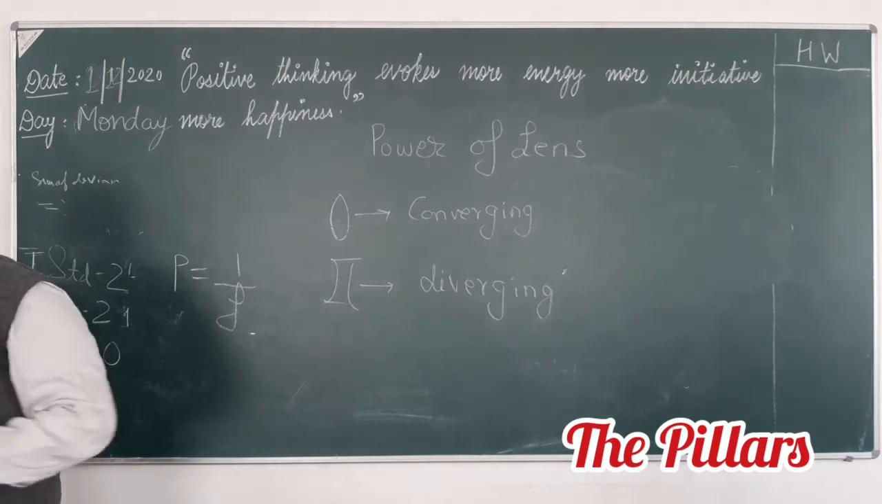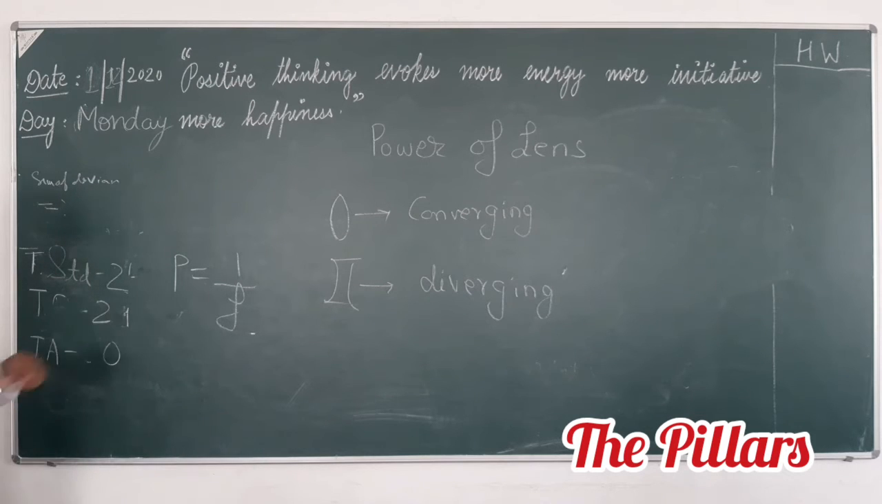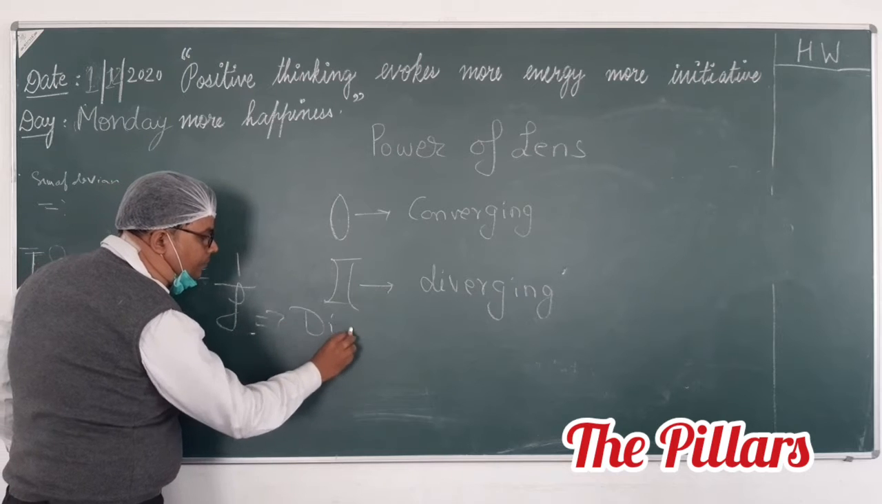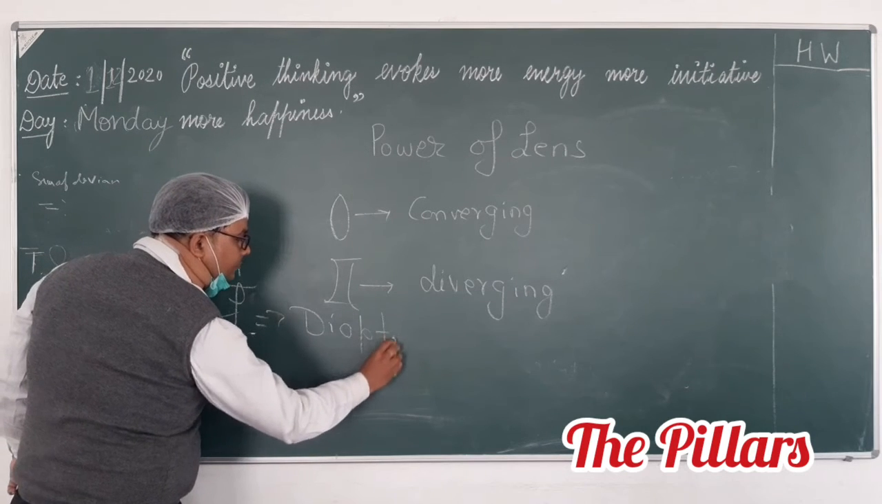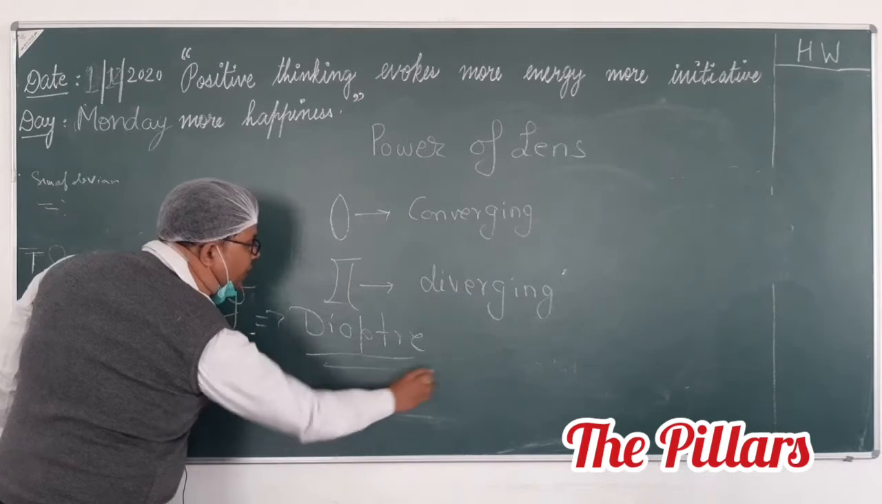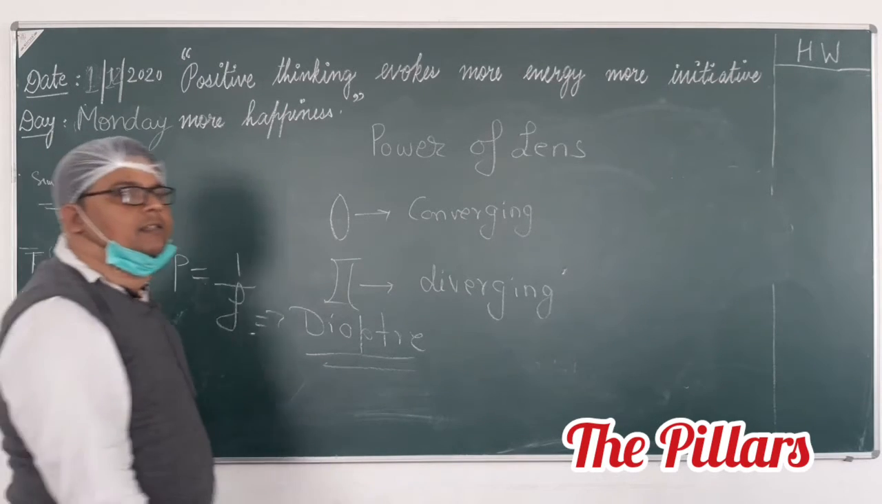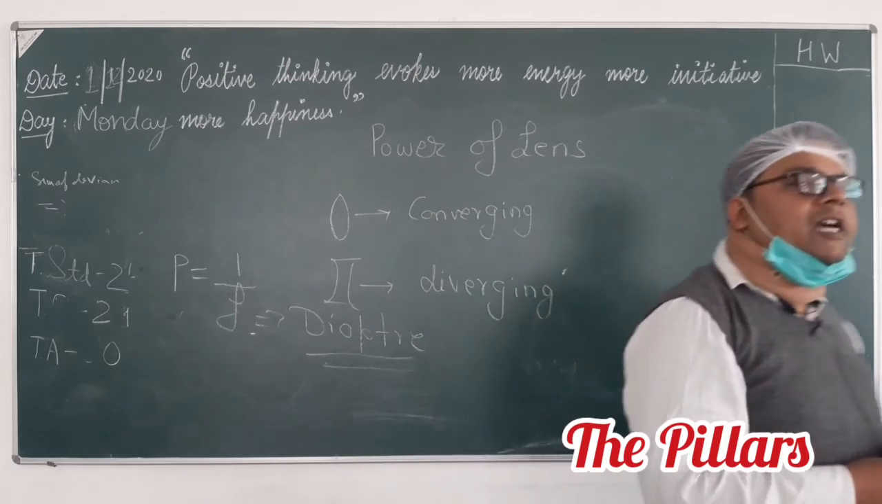The unit of power of lens is diopter. The unit of power of lens is diopter.